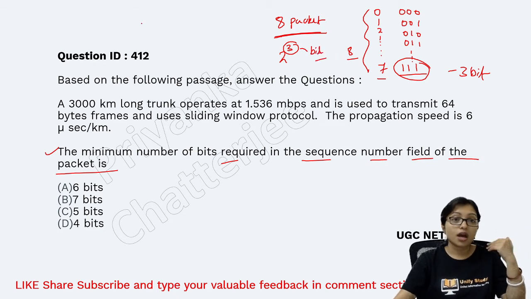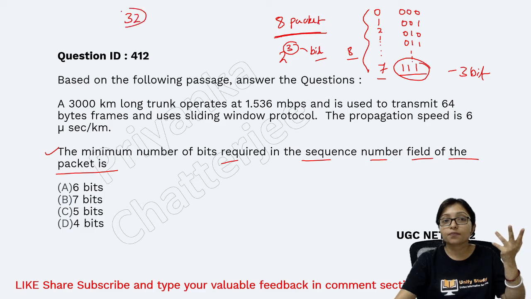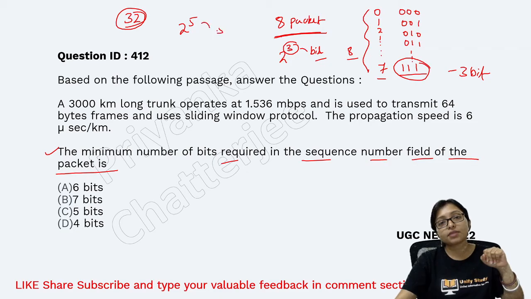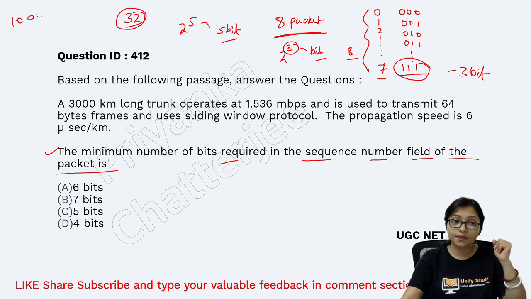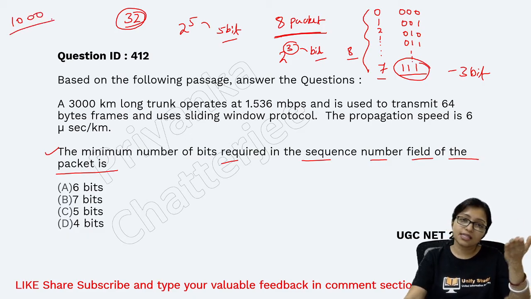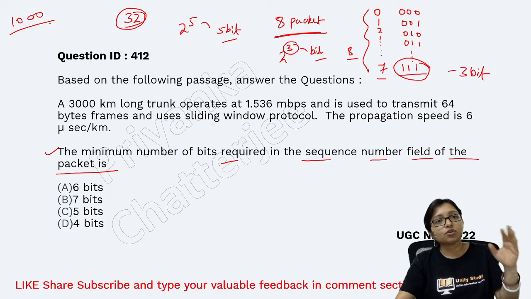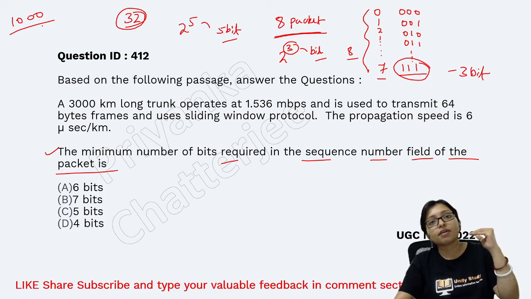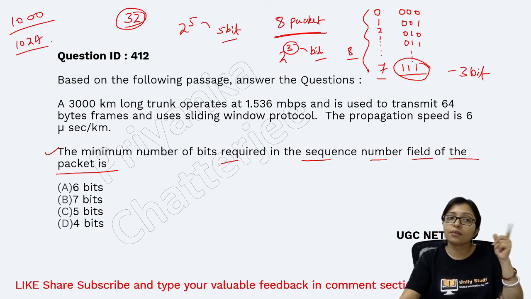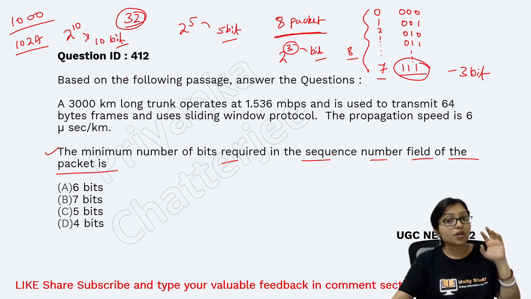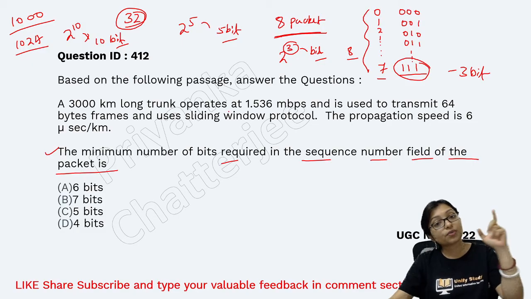If I tell you I can transfer 32 packets, then how many bits are required? 2 to the power 5, that is 5 bits are required. If I say 1000 packets, then how many bits are required? You have to take a nearby value, the upper bound, that can be converted into a power of 2. So 1024 is 2 to the power 10. So 10 bits are required.